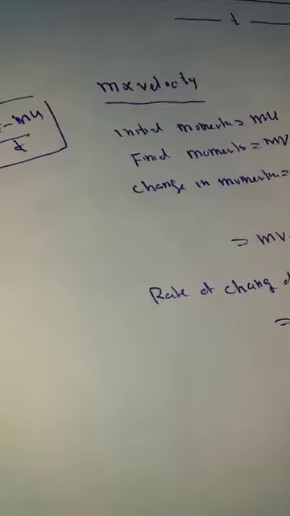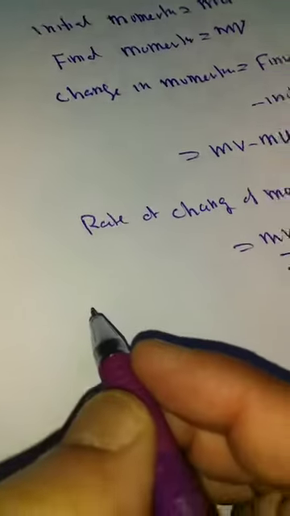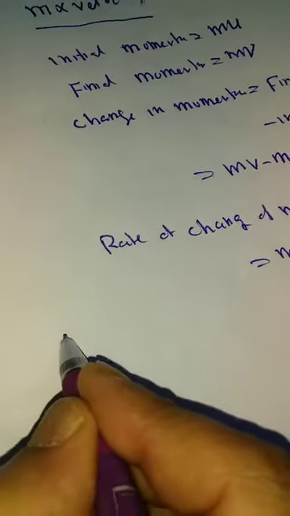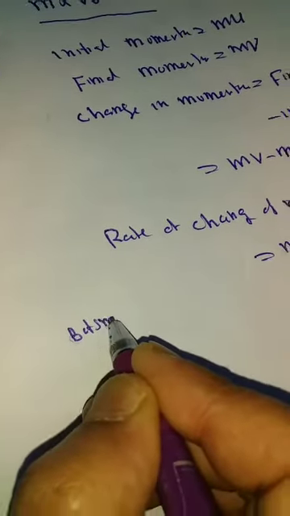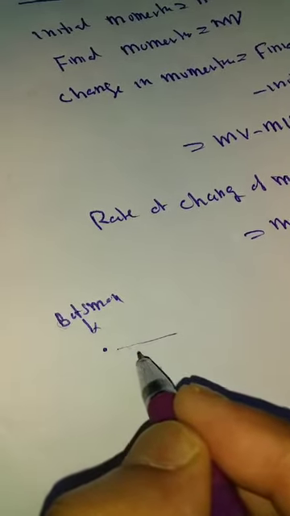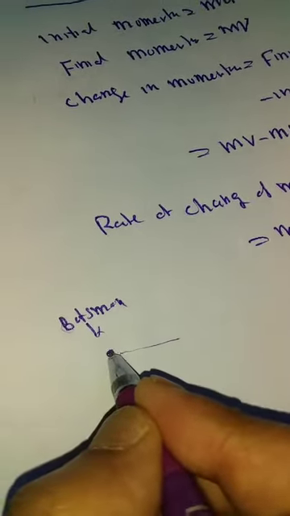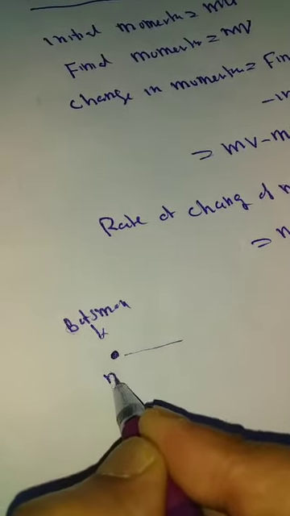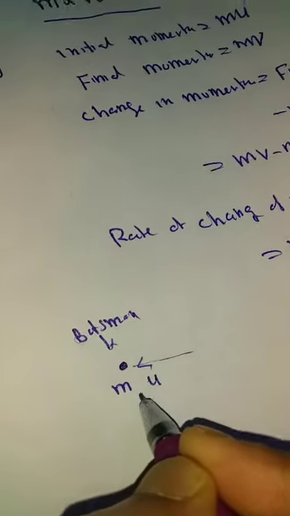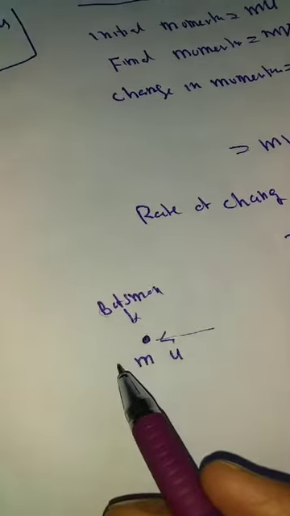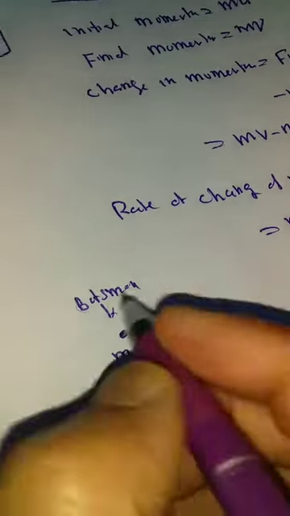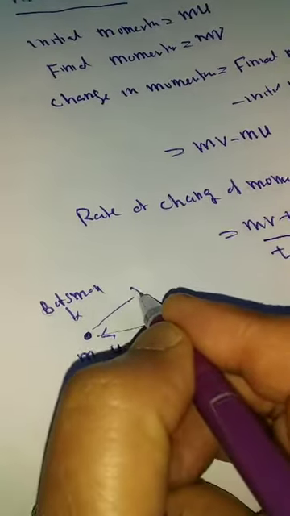But here the case is, suppose I take another example. Suppose this is a cricket ball, and this is the batsman, playing cricket. A bowler bowls a ball. The mass of the ball remains unchanged. The bowler bowls the ball with some velocity u towards the batsman, but the batsman hits the ball, and suppose its velocity becomes v.